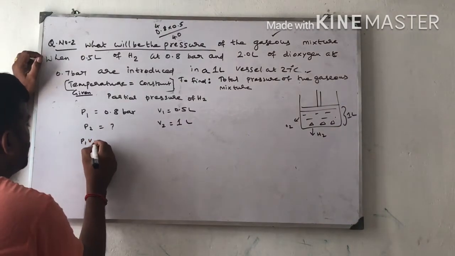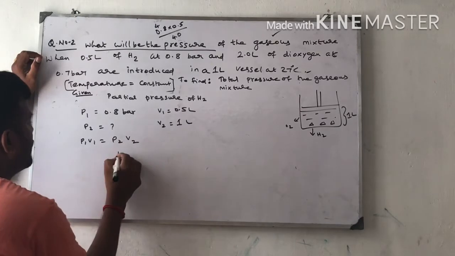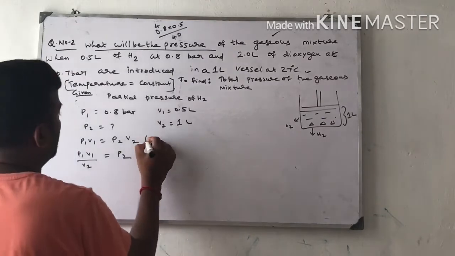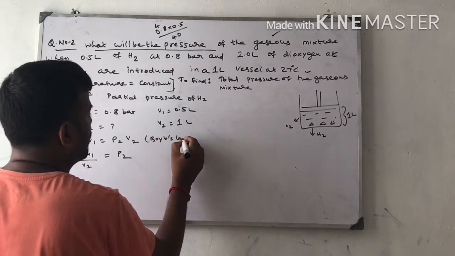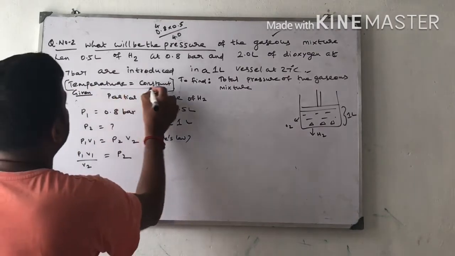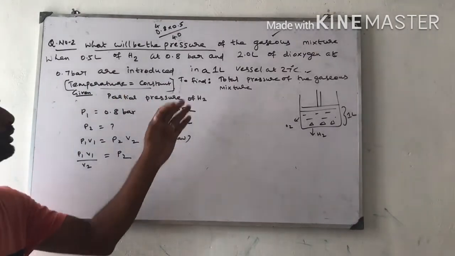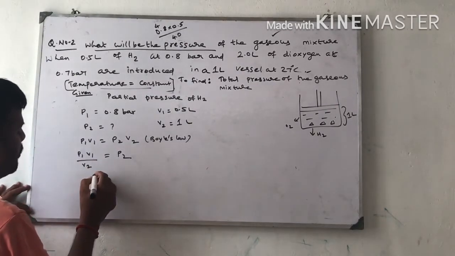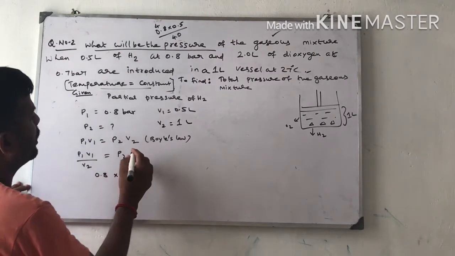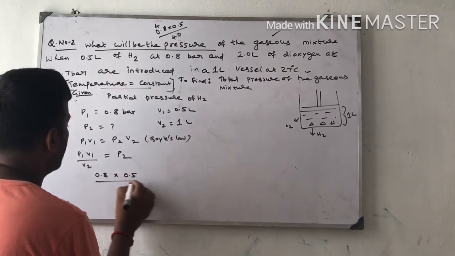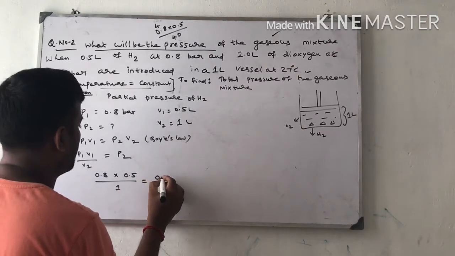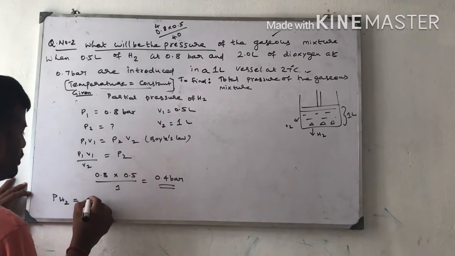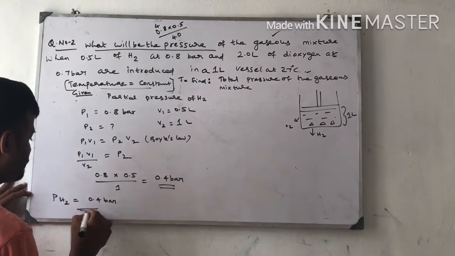According to Boyle's law, P1 V1 is equal to P2 V2. P2 is equal to P1 V1 by V2. That we already know using Boyle's law here, because the temperature is constant and the number of moles is also constant. Therefore, we are using Boyle's law. P1 is 0.8 into V1 0.5, divided by V2, 1. Therefore, it is 0.4 bar. This is the partial pressure of H2, pH2 is equal to 0.4 bar.